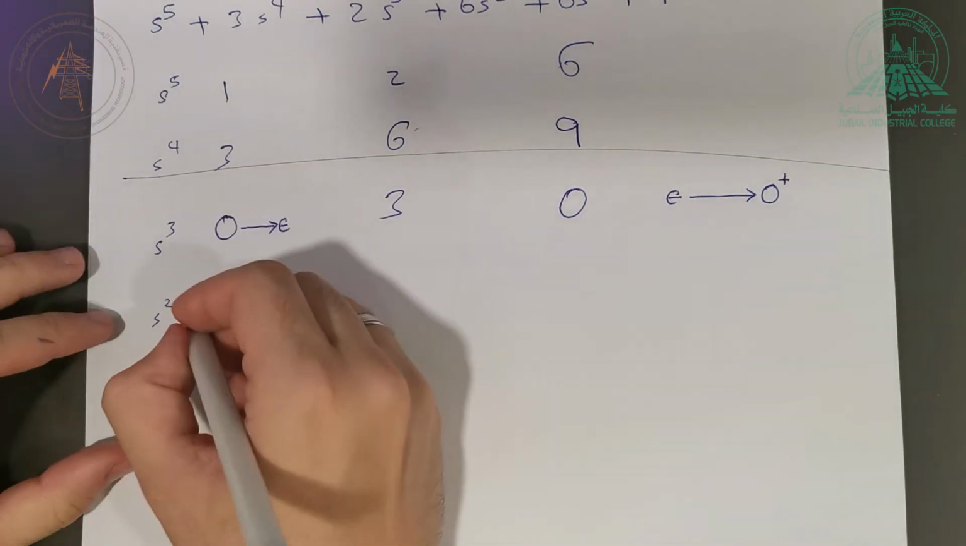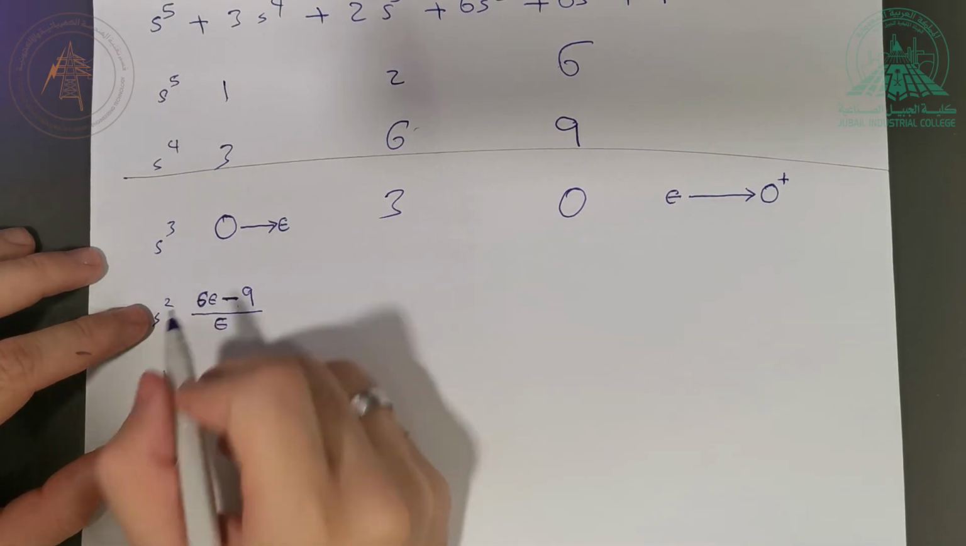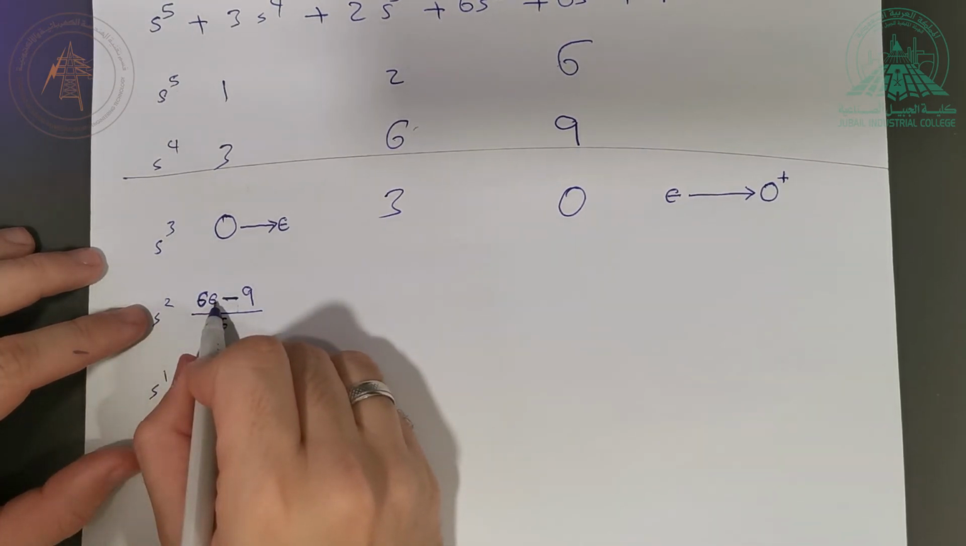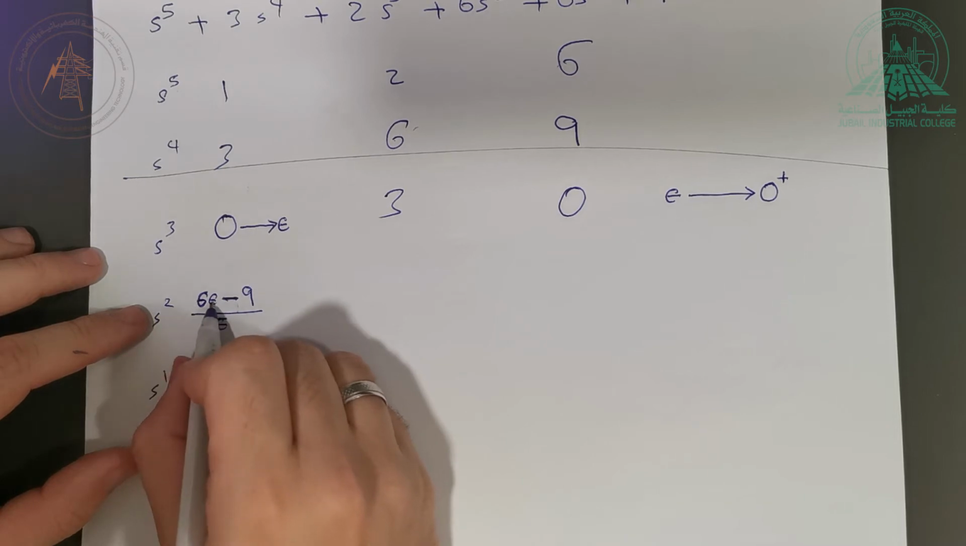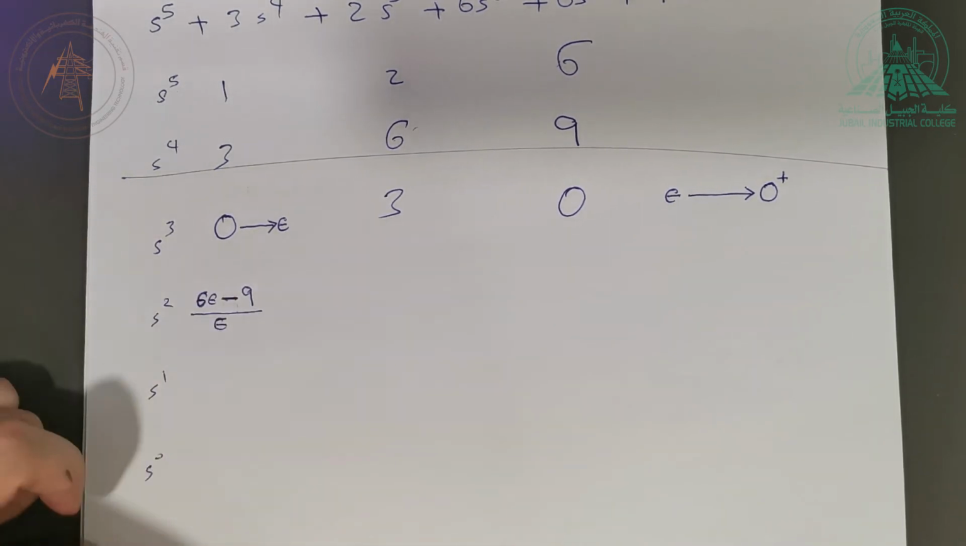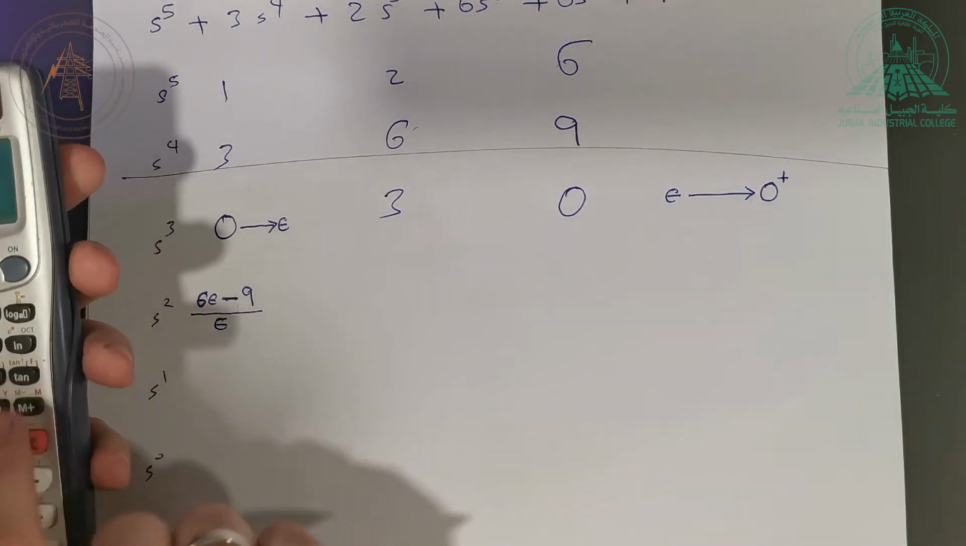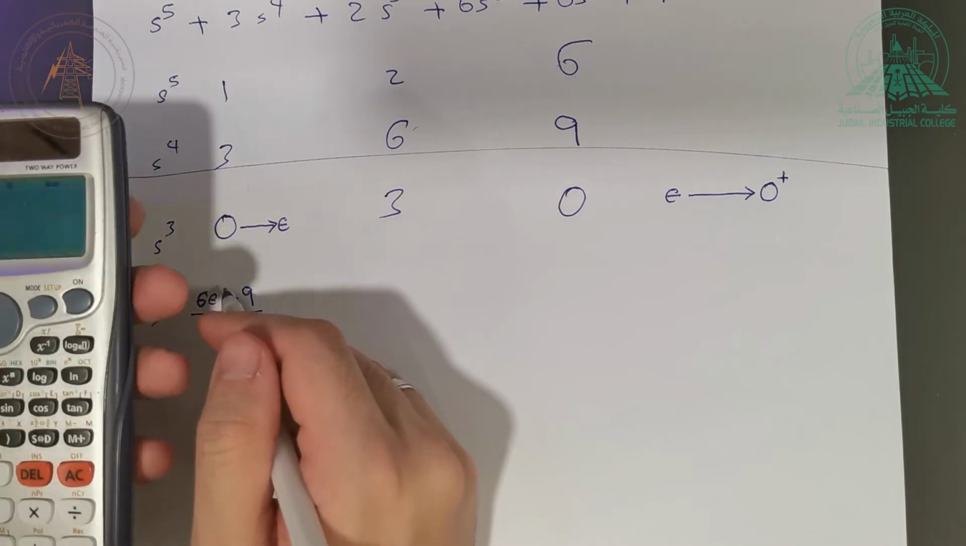Okay, now what do I do next? In the next step, I'm not going to leave this as it is, right? Now 6 multiplied by epsilon is how much? Remember, epsilon is a very small number. You can come to the calculator. Instead of epsilon, I can put a very small positive number.